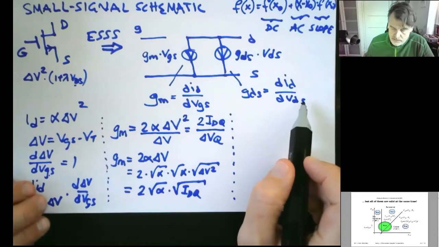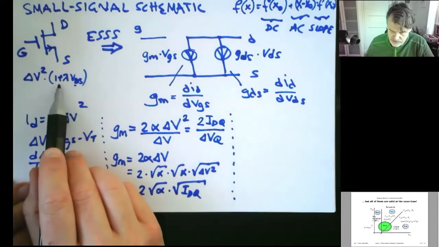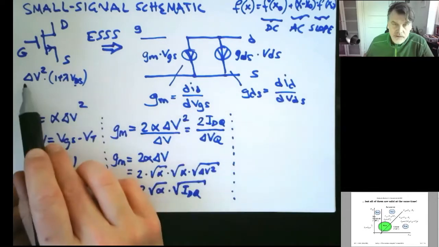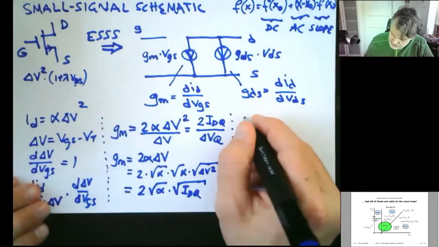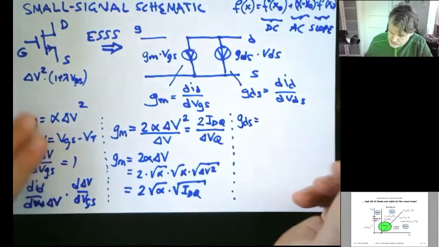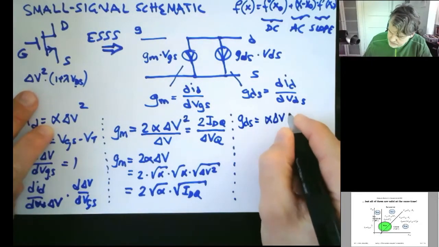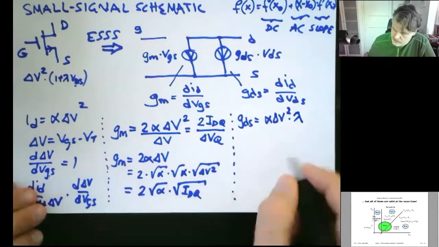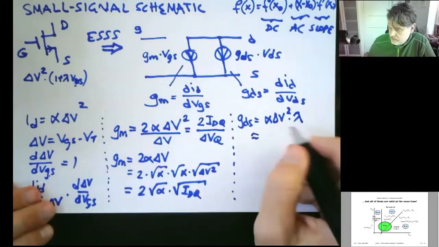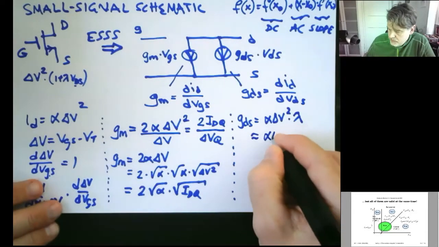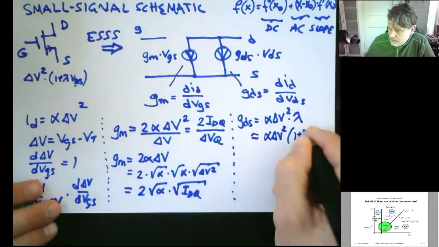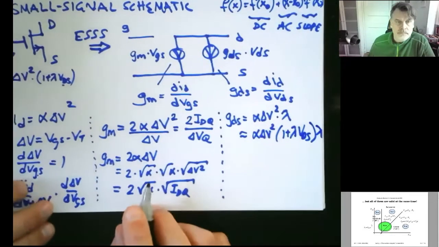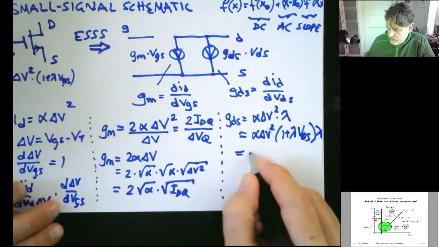What about GDS? Well, then we have to go back to this equation. We have a lambda here, we have a VDS. So we can take the derivative of the current with respect to VDS. That gives us that GDS is equal to alpha delta V squared times lambda. And then as engineers, we make it a little bit easier for us. We say that this is approximately equal to alpha delta V squared (1 plus lambda VDS) times lambda. So that's then equal to lambda IDQ.